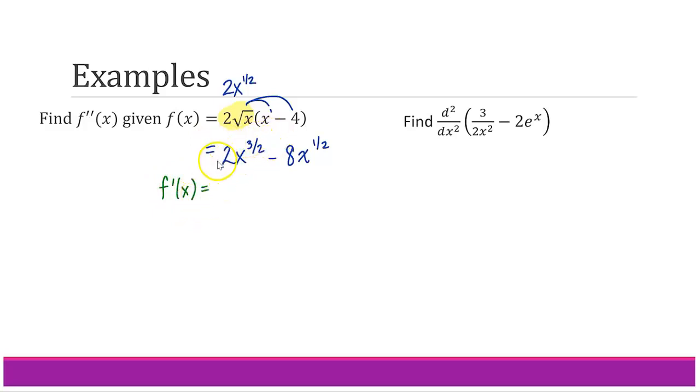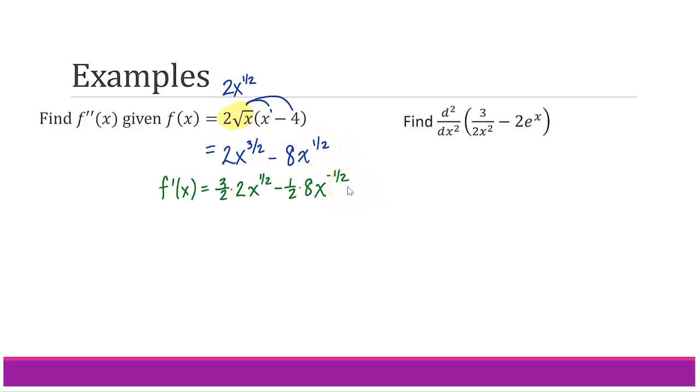We're going to bring this 3 over 2 to the front and multiply it to the 2. So 3 over 2 times 2x to the 1/2. So I multiply the 3 over 2 to the front and subtract 1 from the exponent. Subtracting 1 is subtracting 2 over 2 from 3 over 2. So I have 1 over 2 left. And then on the second term, same thing, multiply the 1/2 to the front. So minus 1/2 times 8x to the negative 1/2. If I subtract 1 from 1/2, I get negative 1/2.